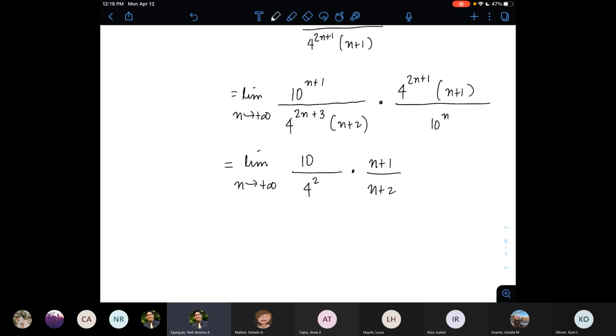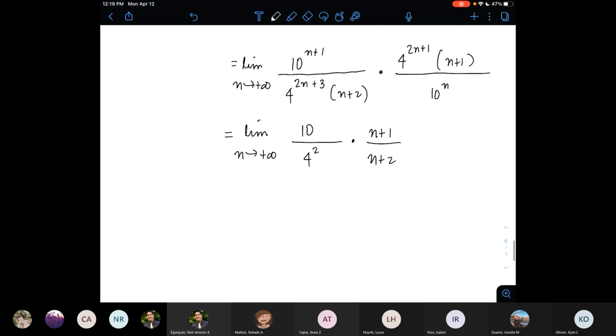And we're taking the limit as n approaches infinity. And look at this, this would be degree 1 on top, degree 1 at the bottom. So this will go to 1, right? Because you look at the leading coefficients: leading coefficient 1, leading coefficient 1. So this guy will go to 1. So the entire limit would be 10 over 16, or that's 5/8, which is definitely less than 1.